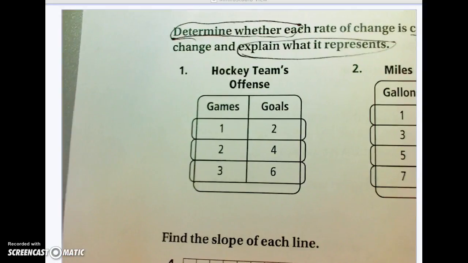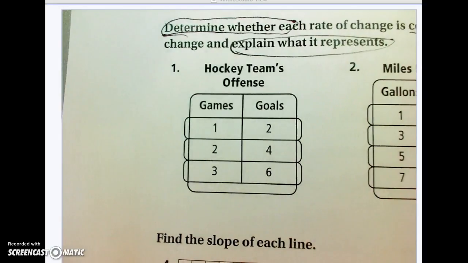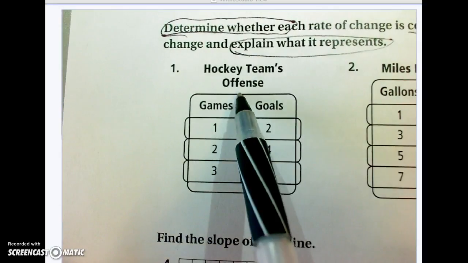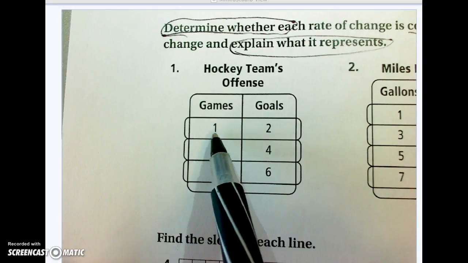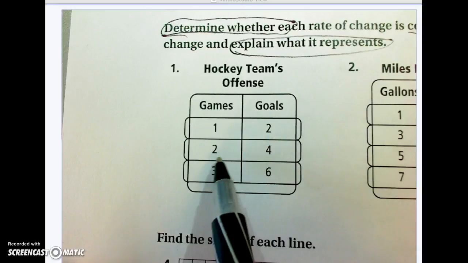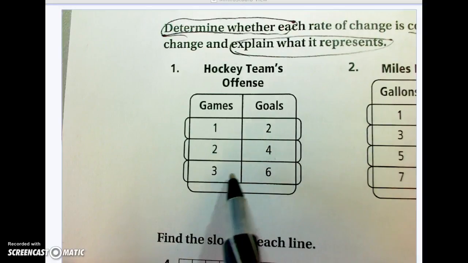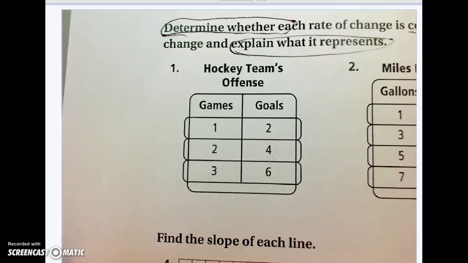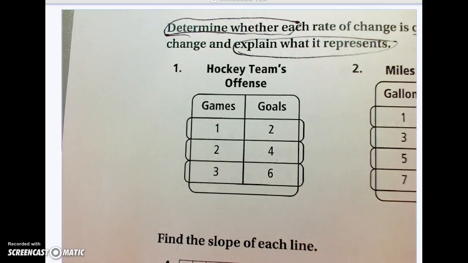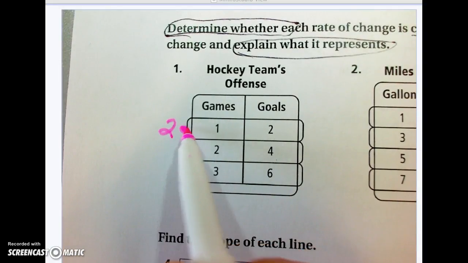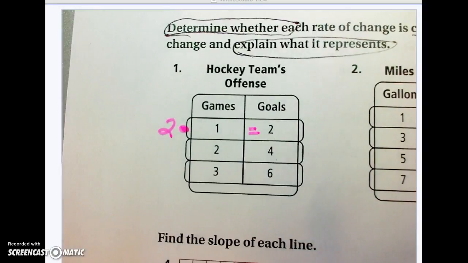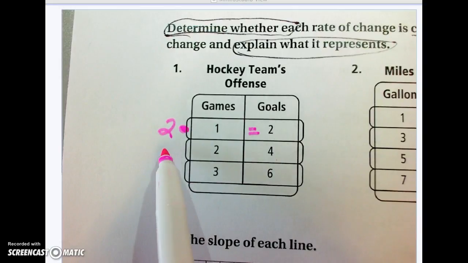So we're going to focus in here on number 1, the hockey team's offense. And we're dealing with their games and their goals. And we see in 1 game they had 2 goals, 2 games they had 4 goals, 3 games they had 6 goals. And so if we start with the first game, we know that if we take 2 times 1, we get 2 for an answer. So we try the 2 in the second one.